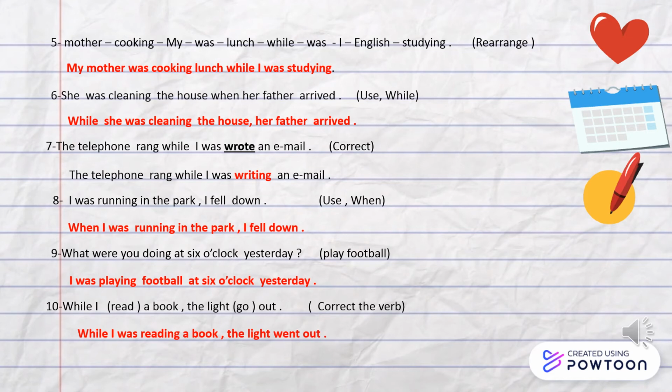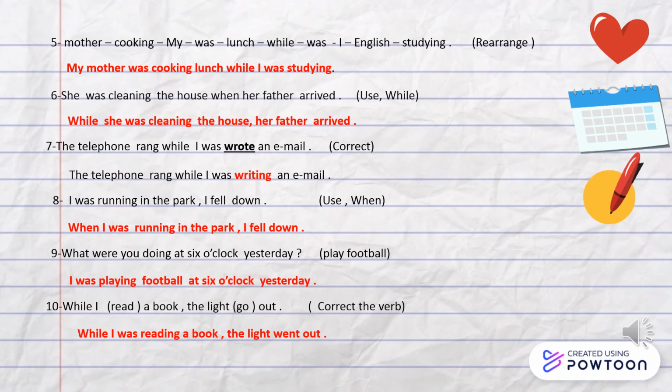The first sentence which comes after while here is past continuous. The second sentence is past simple. Why didn't we put the second sentence in past continuous like the previous one? Because the first verb was happening in the past and then it was interrupted by the second verb which is arrived. Number 7. The telephone rang while I was wrote an email.